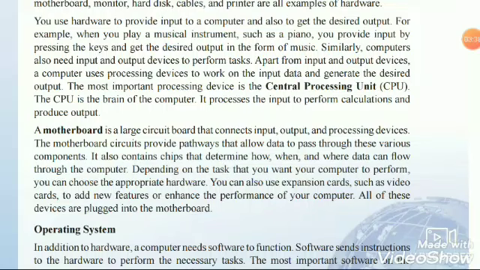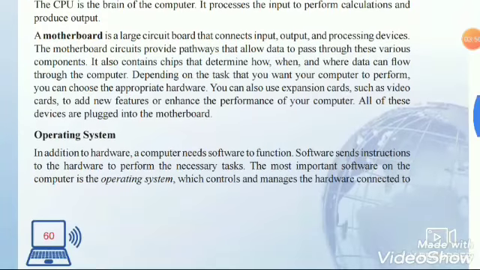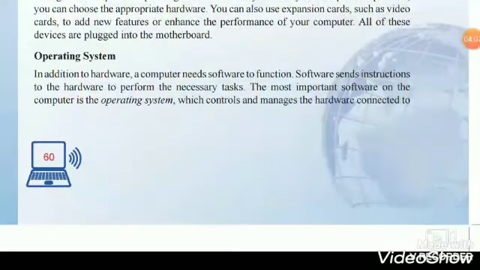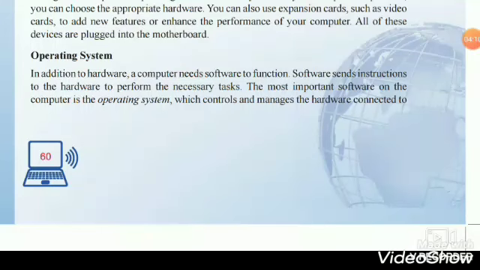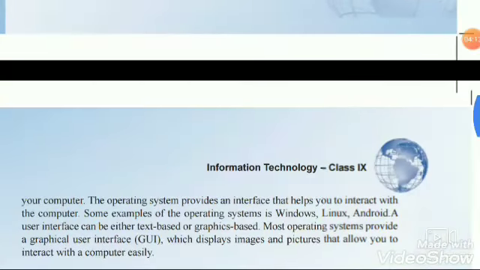Then the most important part of any computer is the operating system. Operating system means the bridge between us and the hardware. In addition to hardware, a computer needs software to function. Software sends instructions to the hardware to perform the necessary tasks. The most important software on the computer is the operating system, which controls and manages the hardware connected to your computer. And the operating system provides an interface that helps us to interact with the computer.